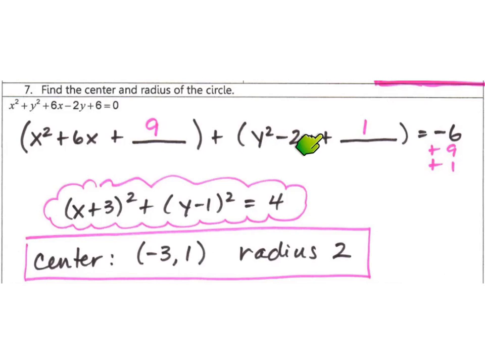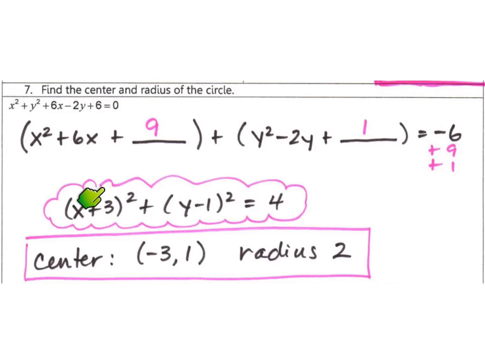Over here, I take half of negative 2, which would be negative 1, and square it, and that would be a 1. So to complete this square, you need to add 9. To complete this square, add 1. If you added a 9 and added a 1 to the left side of the equation, we have to do the same thing to the right side of the equation. When I say that I completed the square, it means that now I have a trinomial that can be written as a binomial squared, x plus 3 quantity squared.